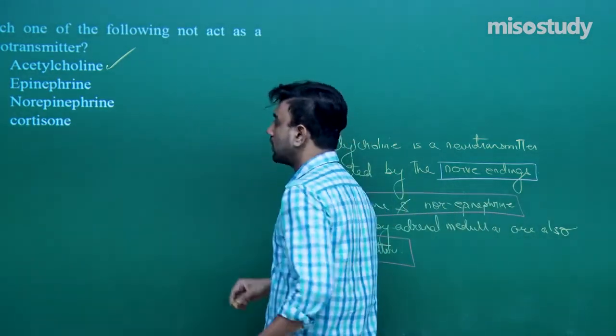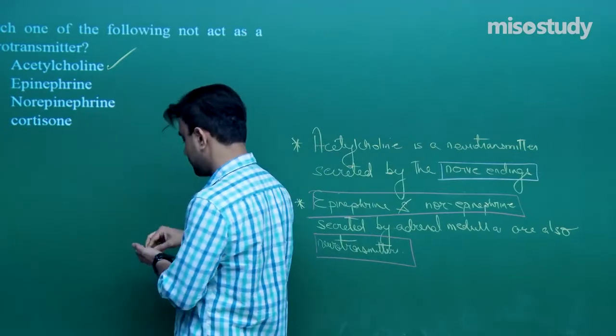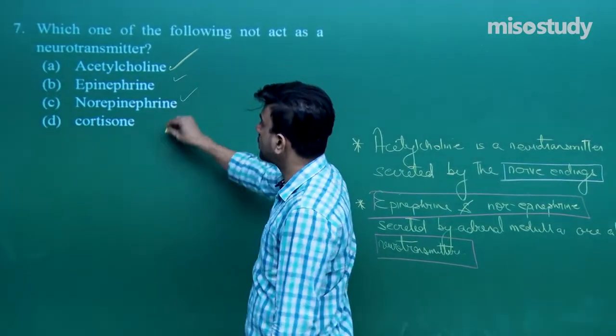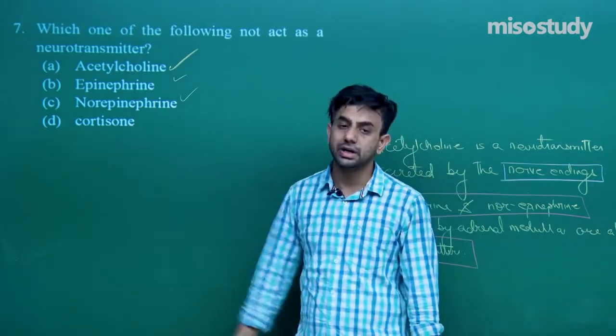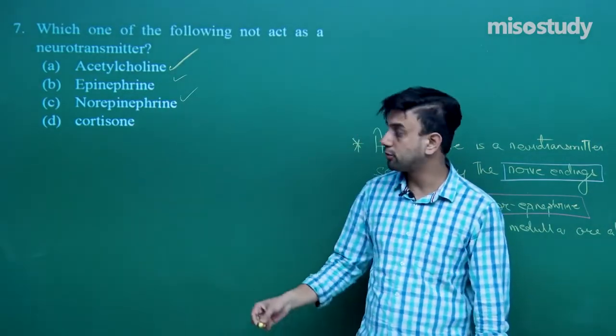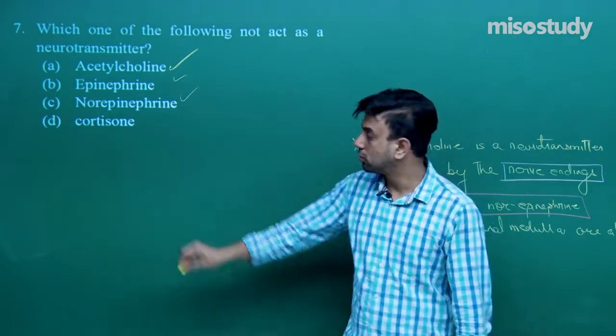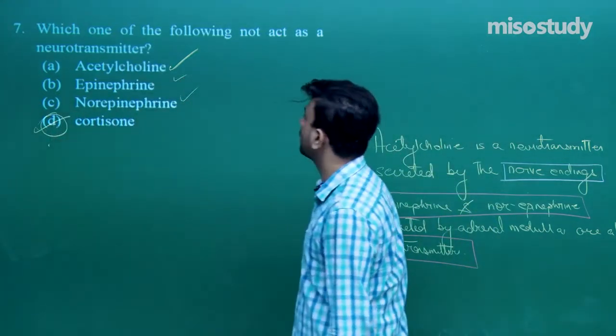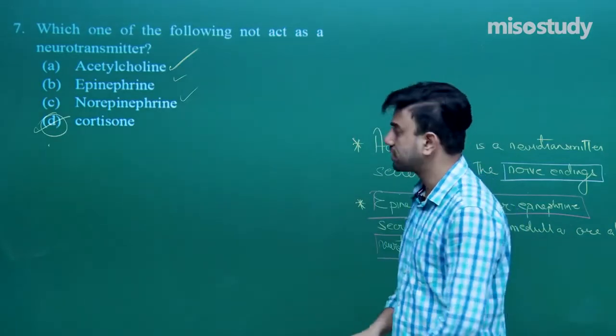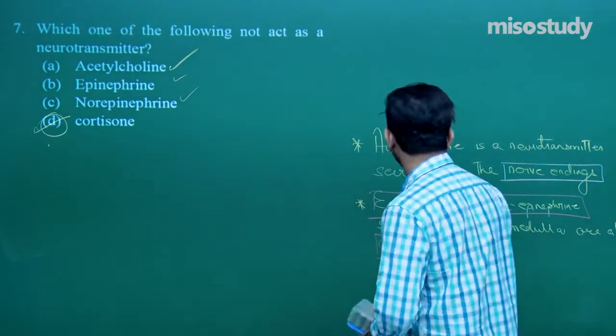However, cortisone is actually not a neurotransmitter. Okay, cortisone is itself an inactive form which is released from the cortisol. So hence this will be the answer for this question, which one of the following does not act as a neurotransmitter.